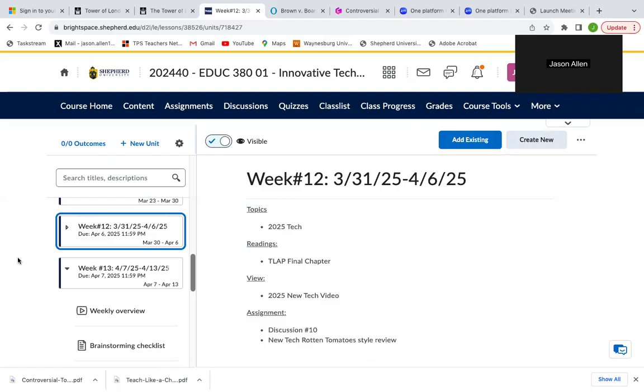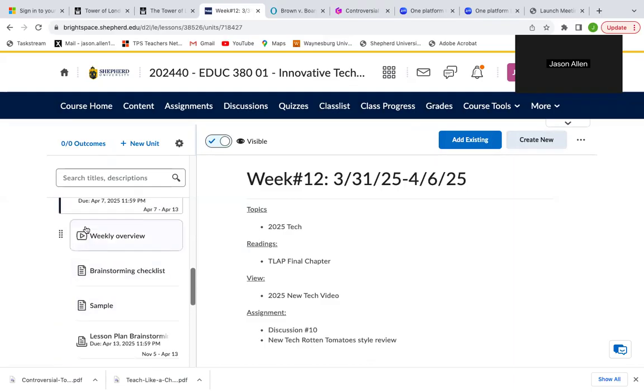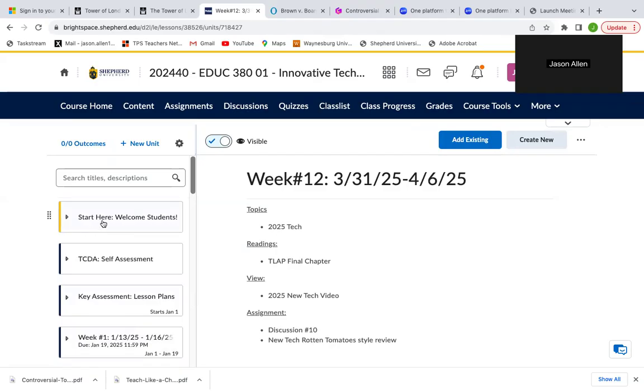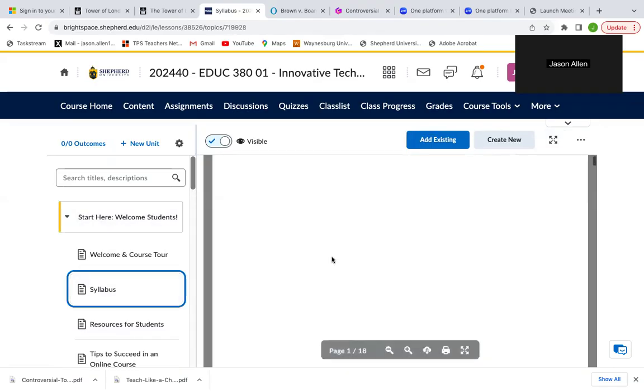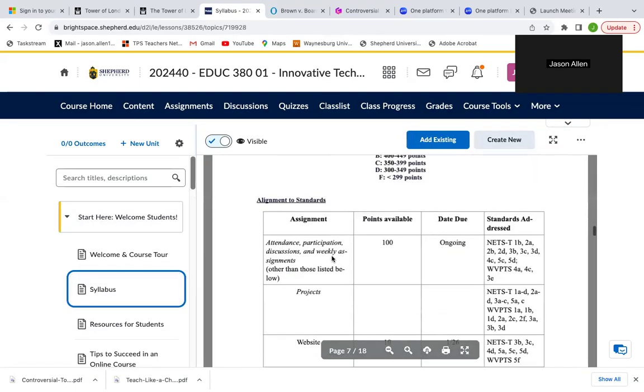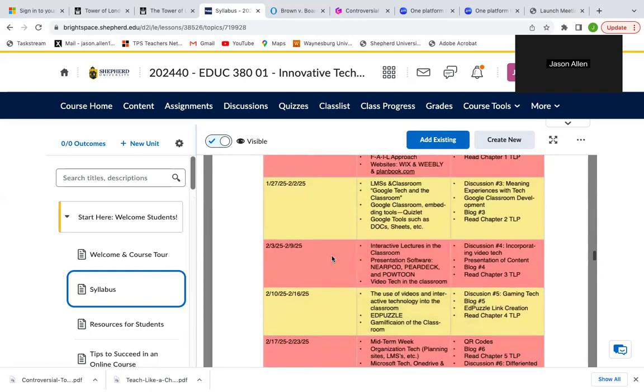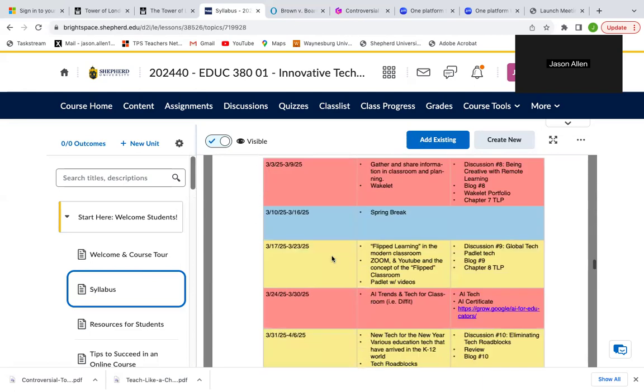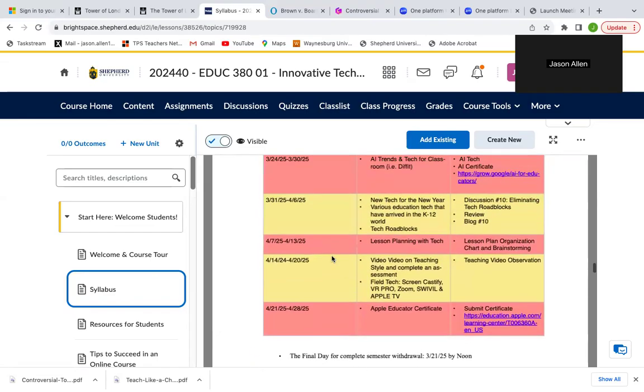So with that being said, this week's actually pretty straightforward. Let me get everything cleaned up to make sure we're all on the same page. This week, let's go to the syllabus as always. We're going to scroll on down to the week. A couple of fun, or at least useful, assignments are coming up. This week we're going to do lesson planning with technology. It's just a brainstorming chart in terms of lesson planning.